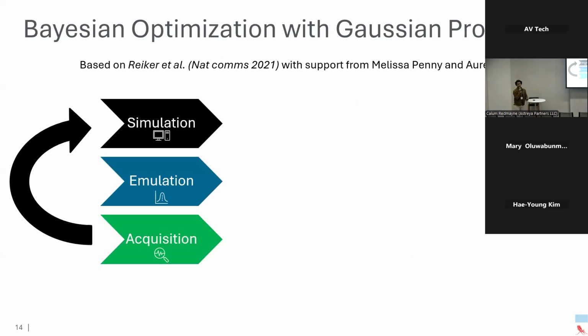The overall framework for how we're doing this is based on the paper by Teresa Riker et al. And again, with lots and lots of support from Melissa Penny and Aurelian. Wouldn't be able to do this without them. And we go through this cycle of 3 phases, essentially running the very expensive and time-consuming Emod simulations, then training and using a Gaussian process to emulate our simulator as a surrogate model, and then using a strategy to continue on through the search in parameter space, making efficient choices about where the next round of simulations should be.